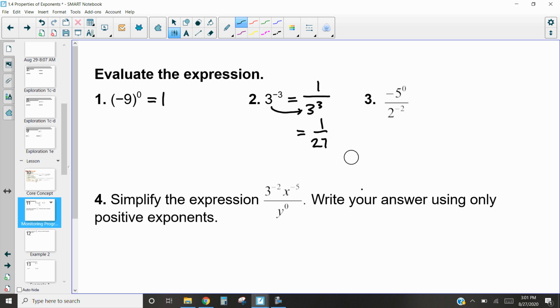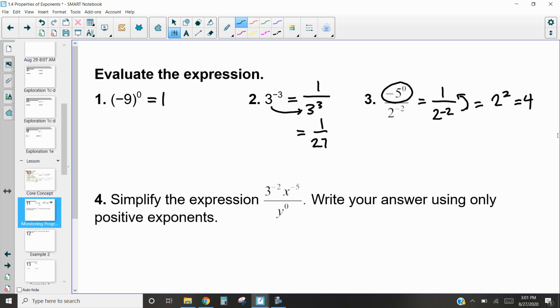Now let's take a look at this next one. This one combines the two, so I'm going to break it down. First, I'm going to simplify the top here, negative 5 to the 0. By the 0 exponent, we know that it's going to be 1 over 2 to the negative 2. Now the negative 2 tells us I'm going to move it from the bottom up to the top. So this is really going to be 2 squared, which equals 4.